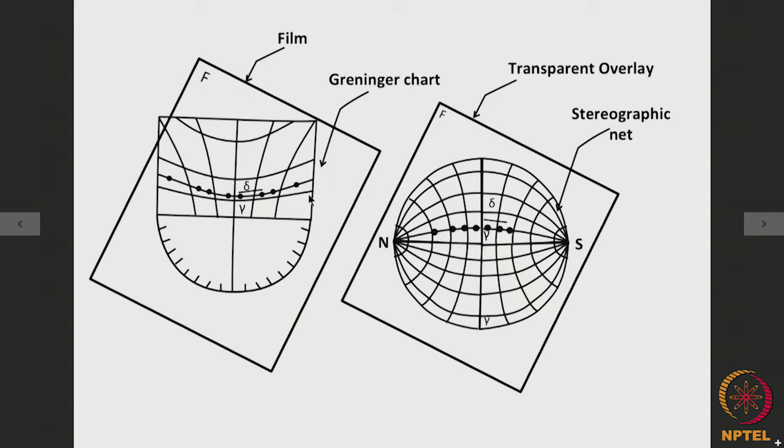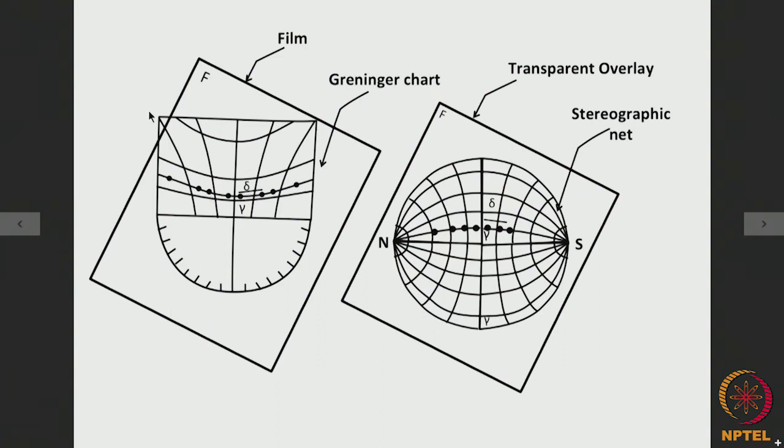So, we can have all the plane normals for the planes which have given rise to diffraction spots, and those plane normals can be plotted in this manner. We have to remember one thing: these are the positions of the actual diffraction spots on the film.